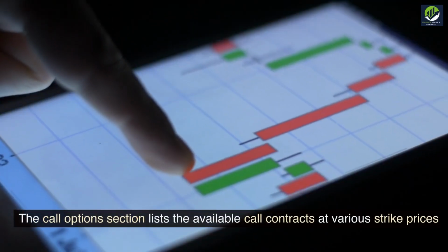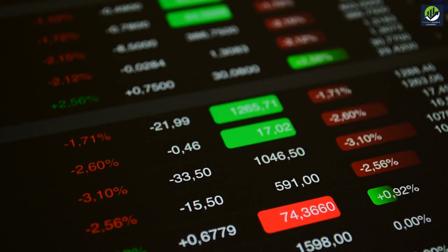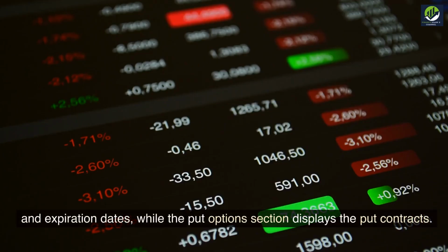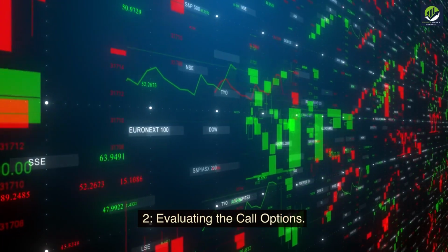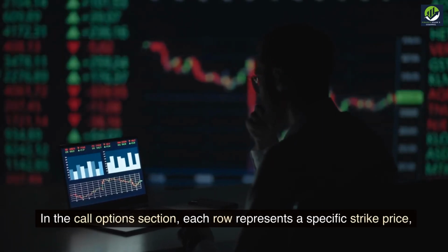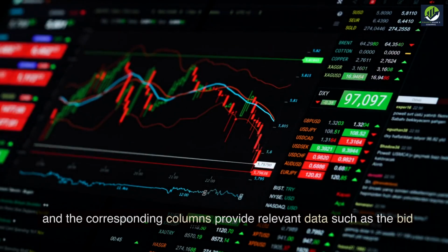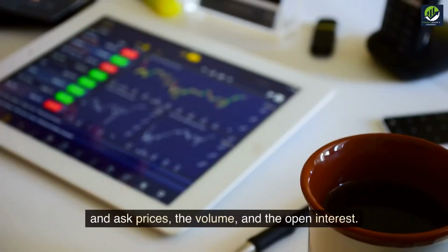The call options section lists the available call contracts at various strike prices and expiration dates, while the put options section displays the put contracts. 2. Evaluating the call options. In the call options section, each row represents a specific strike price, and the corresponding columns provide relevant data such as the bid and ask prices, the volume, and the open interest.